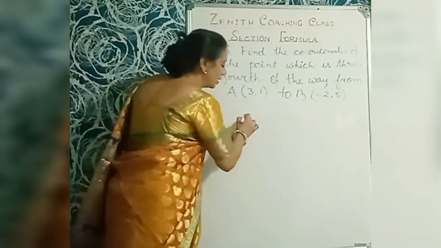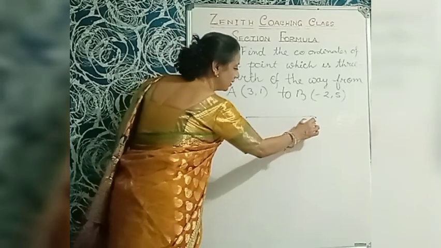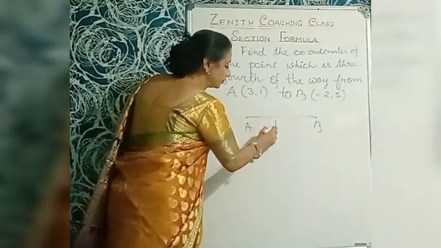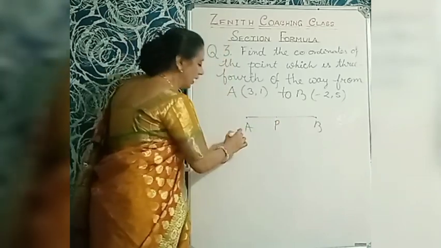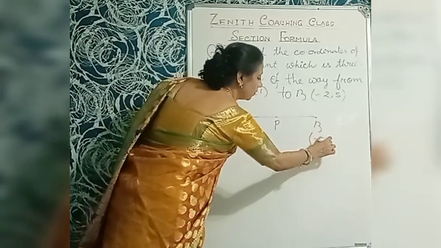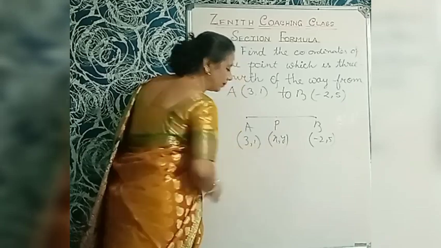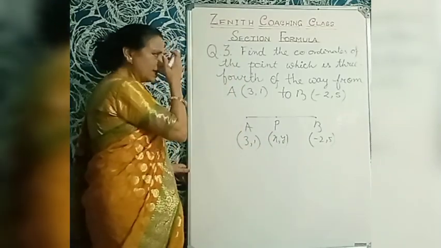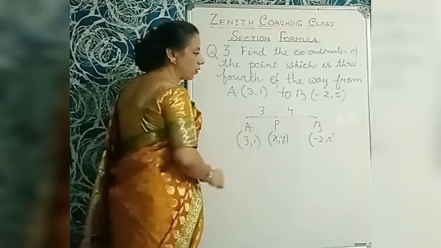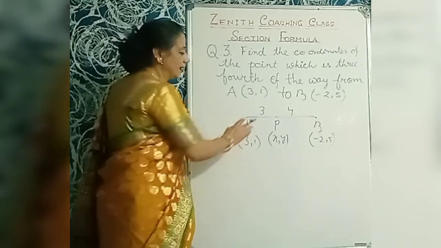Okay, so let's think of a straight line. This is A and this is B. At random here is a point P. A is (3, 1), B is (-2, 5). We don't know the coordinate of P, that is x, y. You think it's an easy sum: here is 3 and here is 4, so M1 is 3, M2 equals 4. No children, not like that.